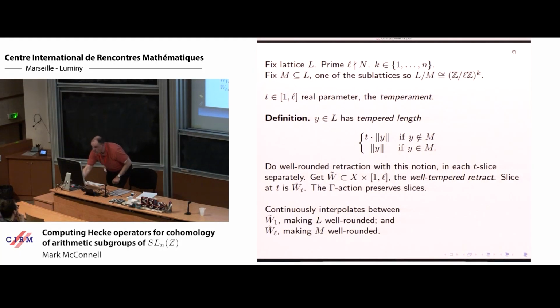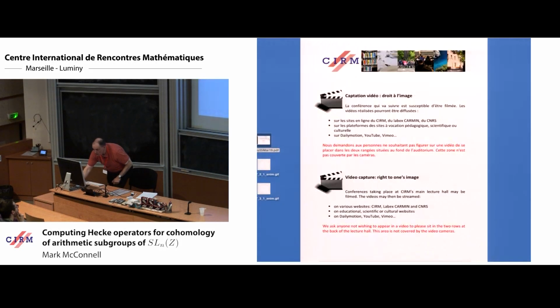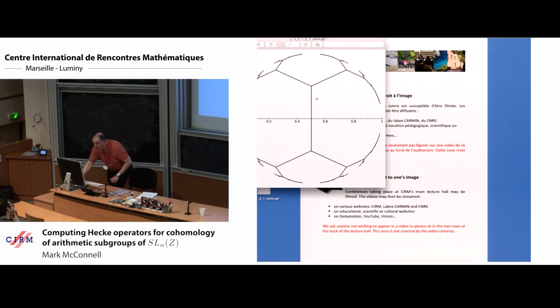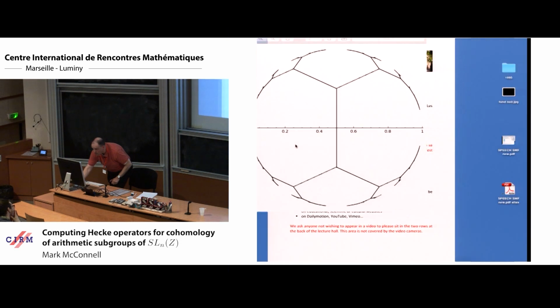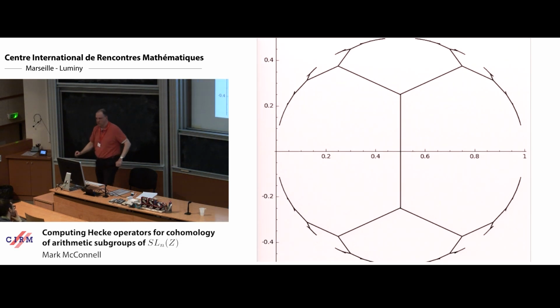Okay, this is going to be the well-rounded retract for SL2 being turned into the well-tempered retract. Let's see, I want to go full screen. Right. It's supposed to be an animated GIF. I don't know why it doesn't animate, but okay.